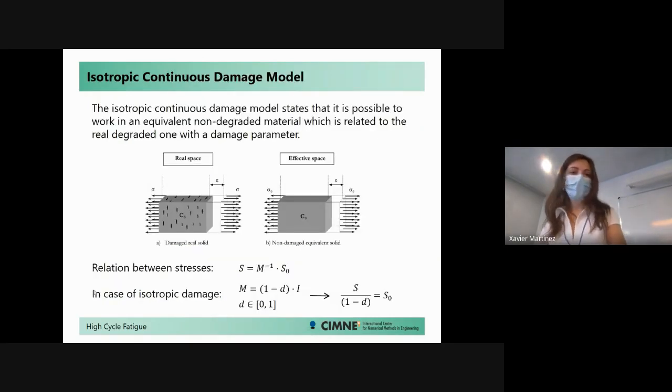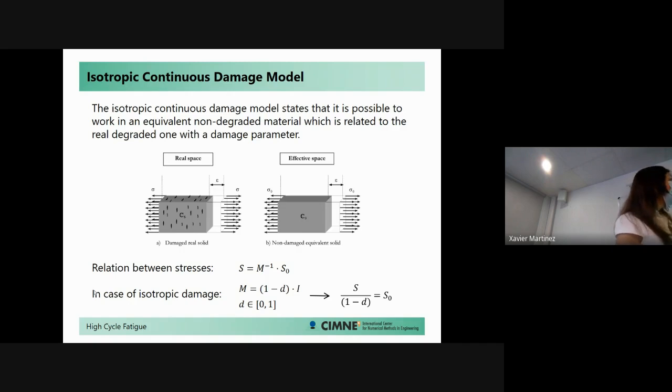Now, let's go a little bit in depth about the isotropic damage model that we are using for this fatigue simulation in the case of high cycle fatigue. Basically, it's a very, very simple model. We have a scalar damage parameter which relates the real space, where we have the cracks inside our material, with the effective space, where we account for all of these nonlinear phenomena occurring inside the real material. We account for them in a phenomenological way by means of this damage variable.